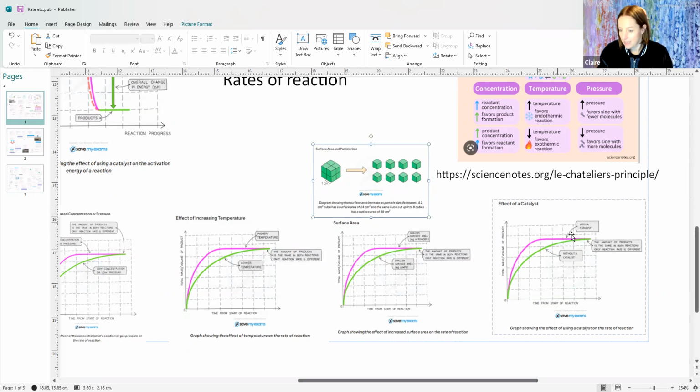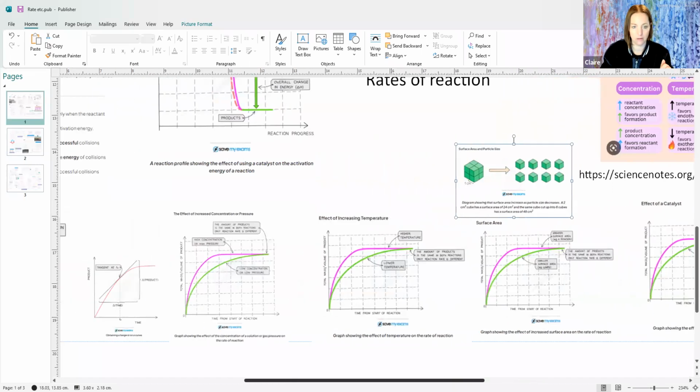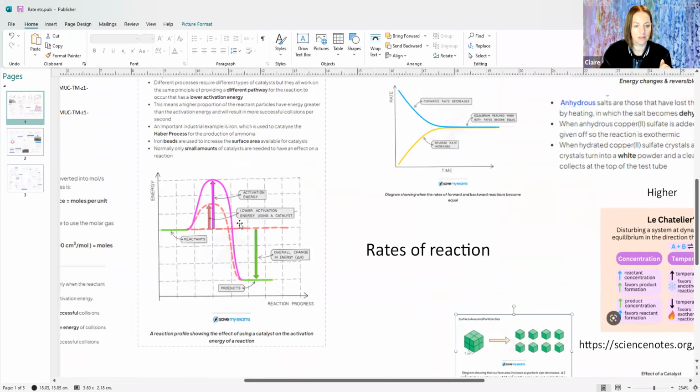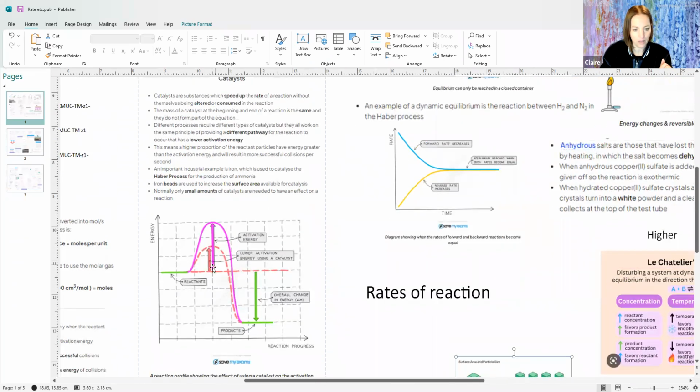And then effect of a catalyst. A catalyst works by providing a surface area that the reactants can bind to, and that surface area, or whatever they're attached to, will provide an alternative pathway for that reaction to happen that will require less energy. So if you look at your activation energy with catalyst here, you will lower the amount of activation energy.